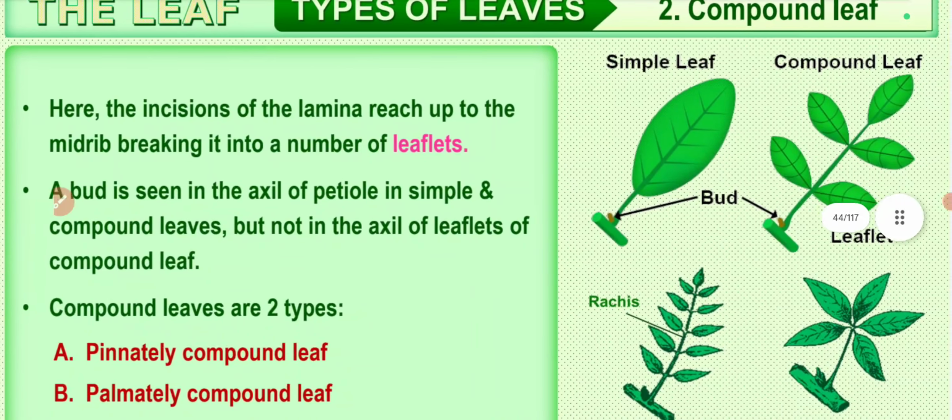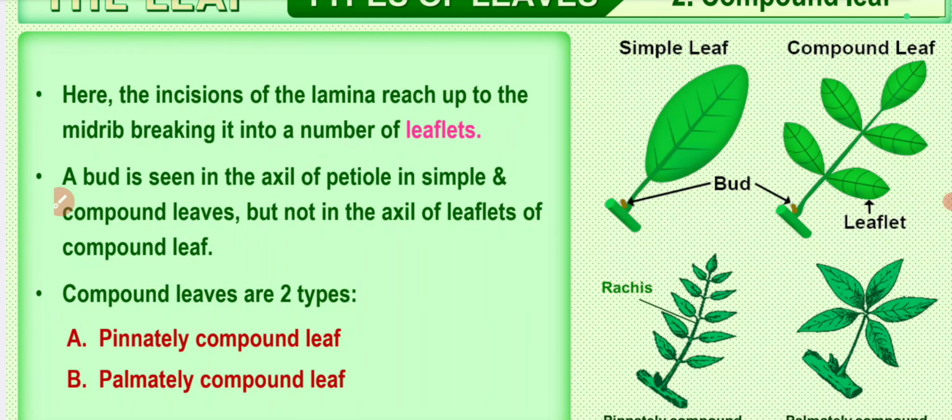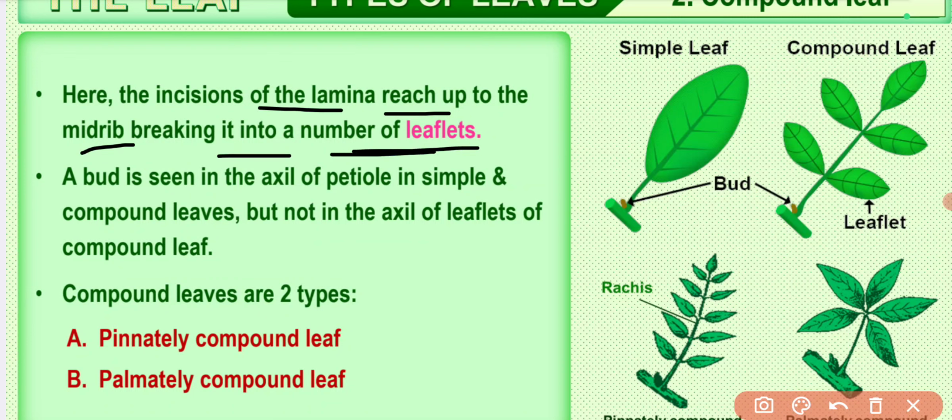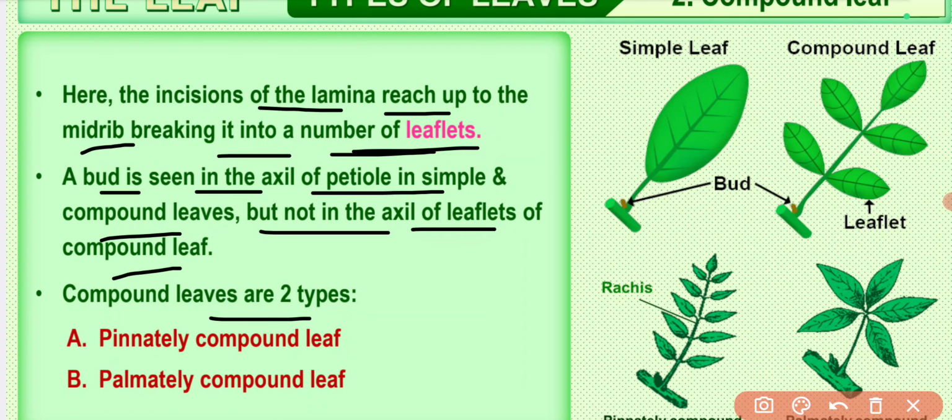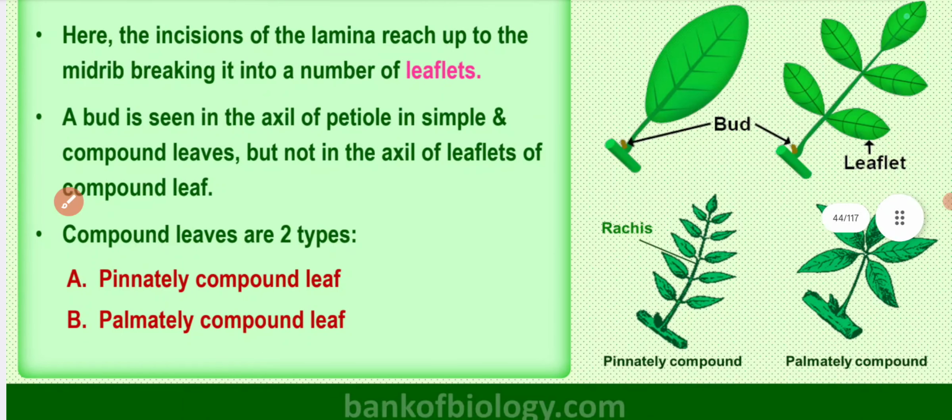And coming to the compound leaf, here the incisions of the lamina reach up to the midrib, breaking it into a number of leaflets like this. Here the lamina is connected to the midrib. A bud is seen in the axil of the petiole in simple and compound leaves, but not in the axil of leaflets of the compound leaf. Compound leaves are of two types, pinnately compound and palmately compound, as you can see in the diagram.